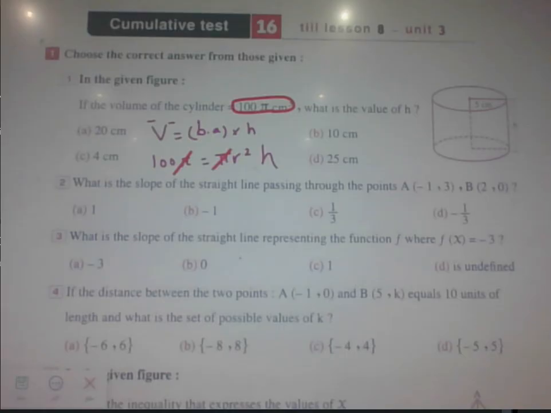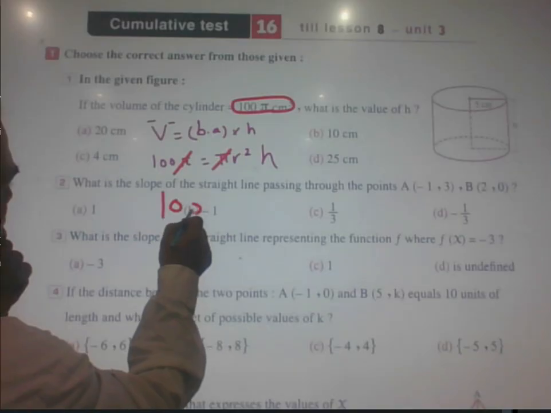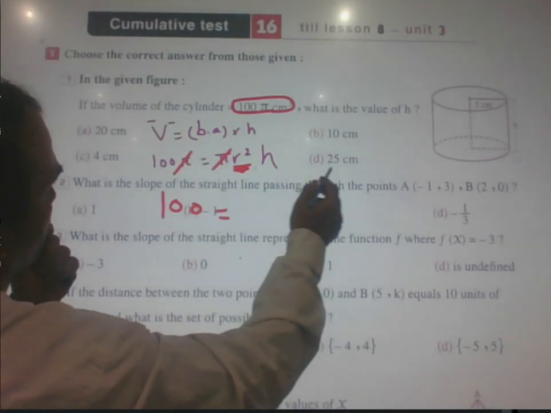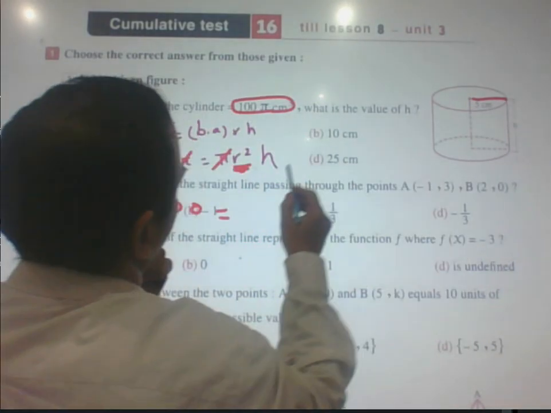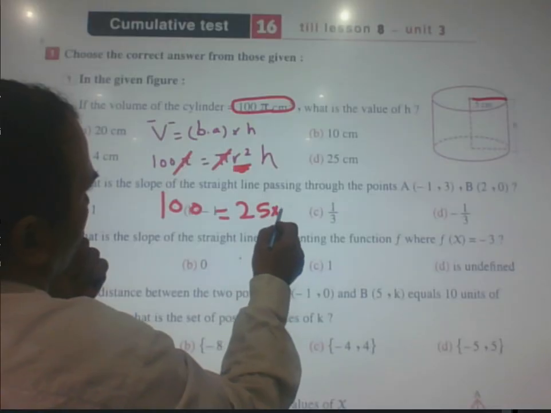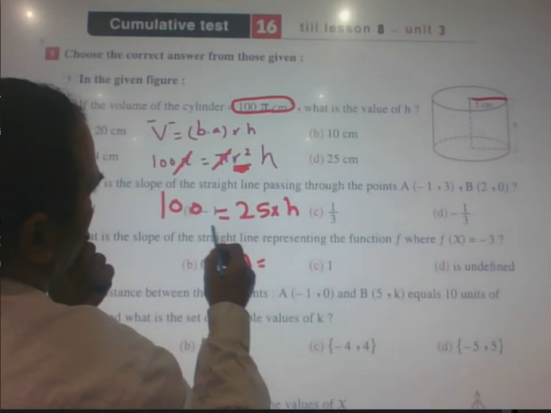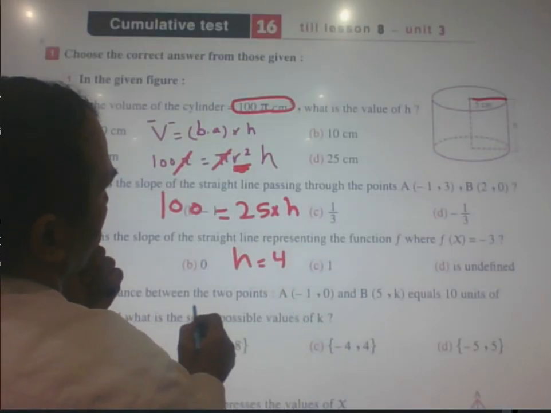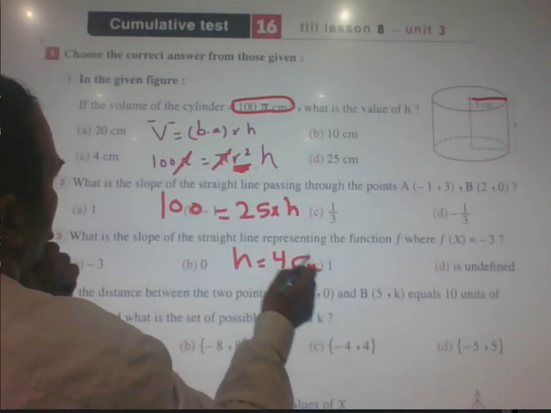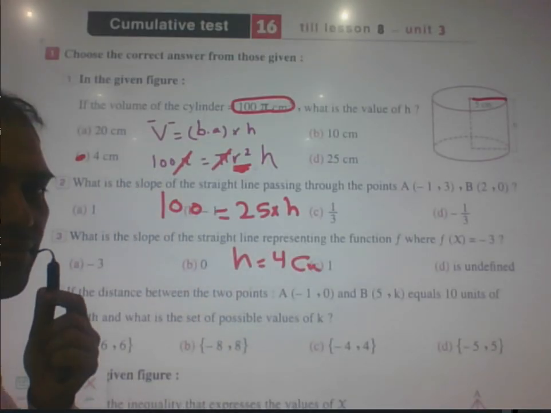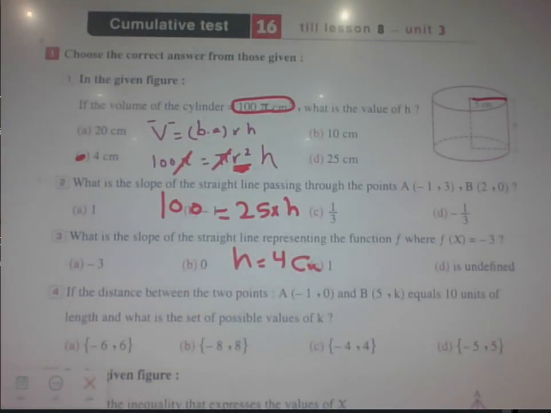The radius here was 5, then 5 power 2 will be 25. We have 100 equals radius power 2 times the height, the radius here was 5, 5 power 2 is 25, product of the height. Then the height will be 100 divided by 25. It will be 4, and the height will be 4 centimeters. Choose letter C, the height of the cylinder.